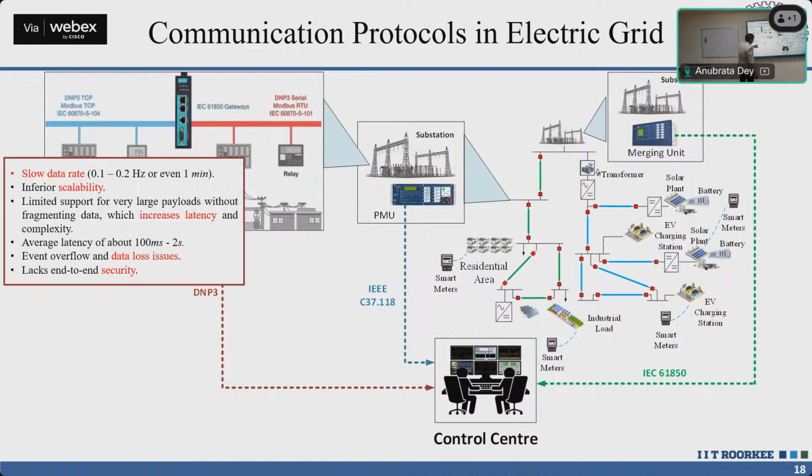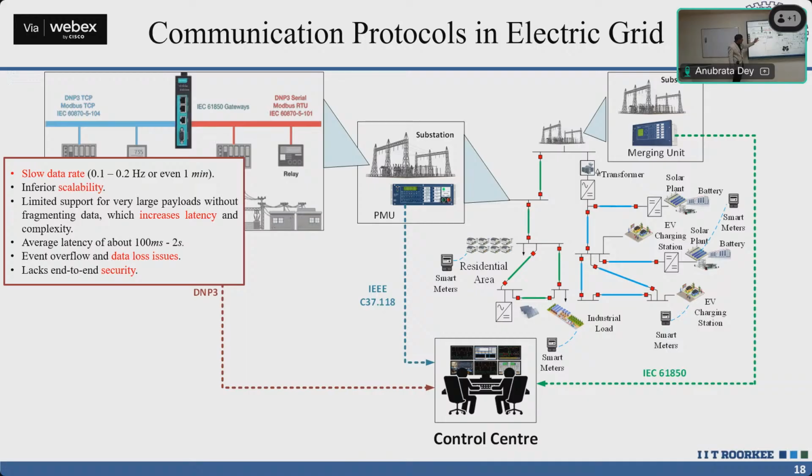If you look at DNP3, the major characteristic is its slow rate. DNP3, which is mainly used for SCADA systems, has a very slow data rate, of the order of 0.1 to 0.2 hertz, sometimes in minutes also. The average latency you will get is 100 milliseconds to 2 seconds, always there. Scalability is inferior, not like you get in 61850, as Professor Sidhu told.